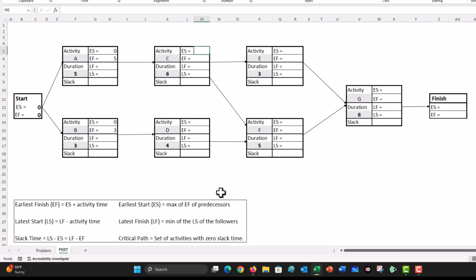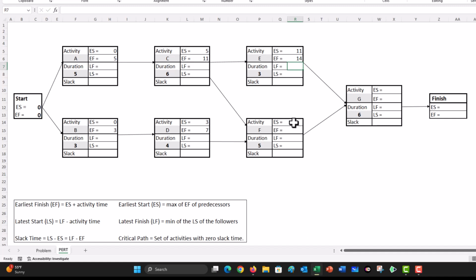We move to activity C, and in activity C, the earliest start time is going to be the maximum of the earliest finish time of the predecessor. In this case, it's going to be 5. And the earliest finish time is the sum of the earliest start and the activity time, which will be 11. For activity D, the earliest start is going to be the earliest finish of B, which is 3, and the earliest finish time is earliest start plus activity time, which will be 7. Next is activity E. In activity E, the earliest start is the earliest finish time of predecessor, which is 11 for activity C, and the earliest finish time is going to be 11 plus 3, which is 14.